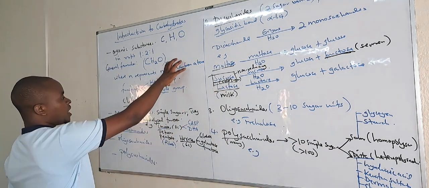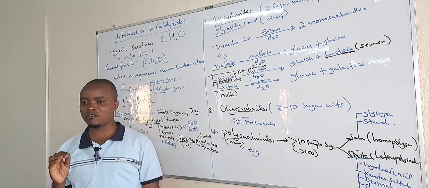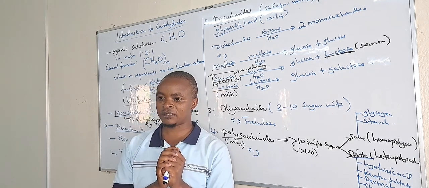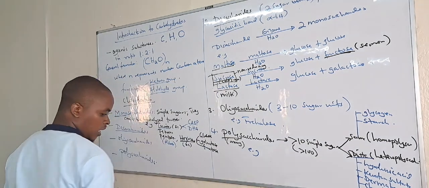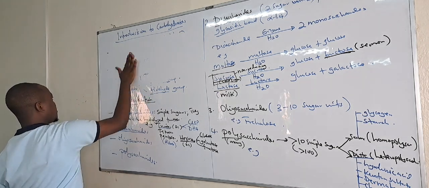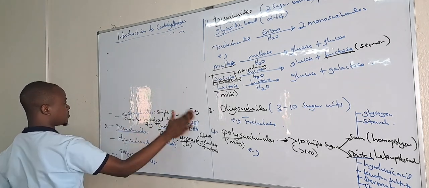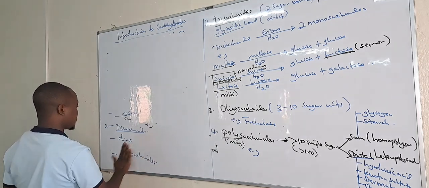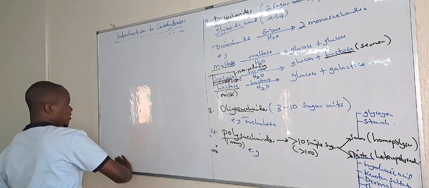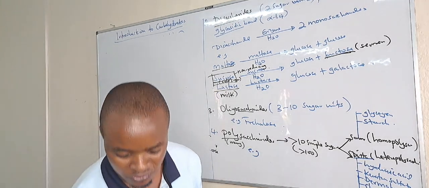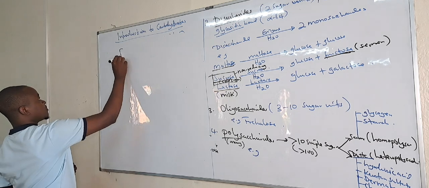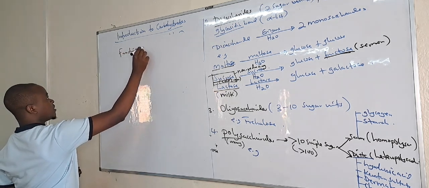Finally, under introduction, we can talk about functions. We have been talking about carbohydrates, but what is their importance in our body? These carbohydrates are very important. So let us look at the functions of carbohydrates in the body. This introductory part is very examinable, so we should always know about it.